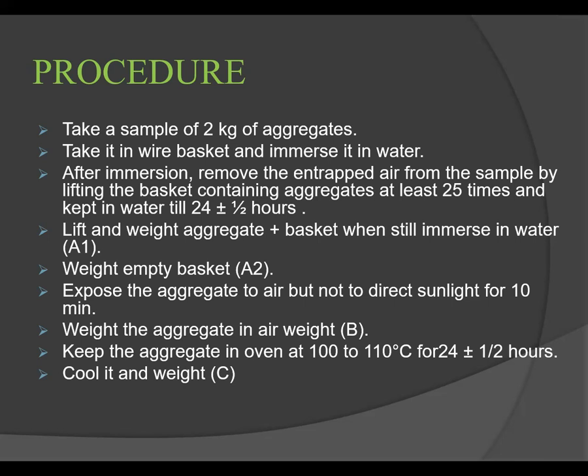After that, place the aggregate in the oven on a shallow tray at a temperature of 100 to 110 degrees Celsius and maintain this temperature for the next 24 plus or minus half hour. Then remove the aggregate from the oven and cool it in an airtight container. After that, measure the weight of the oven dry aggregate and note it down as weight C. After that, from these measurements we calculate the specific gravity of aggregate.